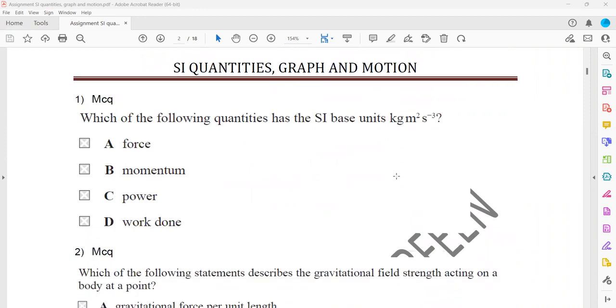Question 1. Which of the following quantities has SI base unit kilogram meter squared second raised to power minus 3? So how to solve such a question if we want to represent the base unit? You can also use the chat to state the answer, but I'll discuss each of them.